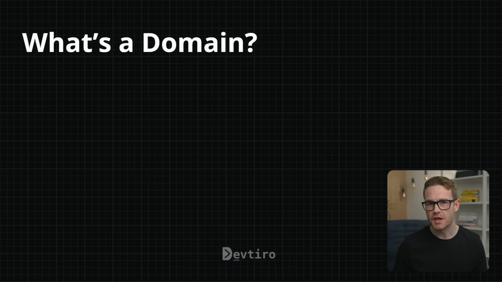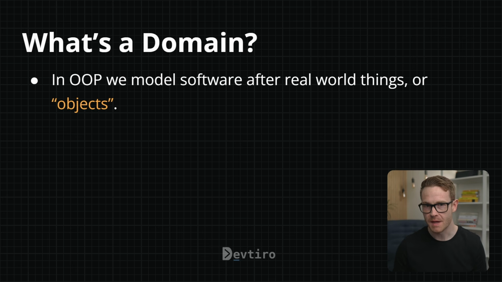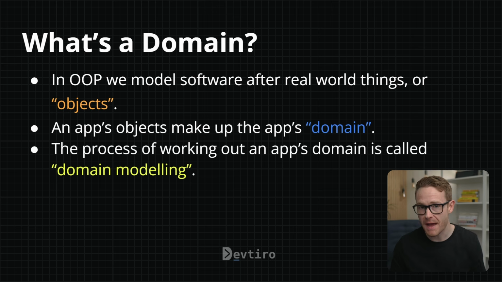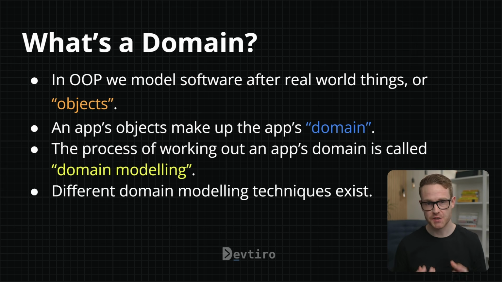When you were learning Java, you likely learned about object-oriented programming, or OOP. In OOP, we model software based on real-world things, or objects. Which objects we use, how we structure them, and how they interact make up our application. We call these objects the application's domain, and we call the process that we go through to work out the domain modeling.